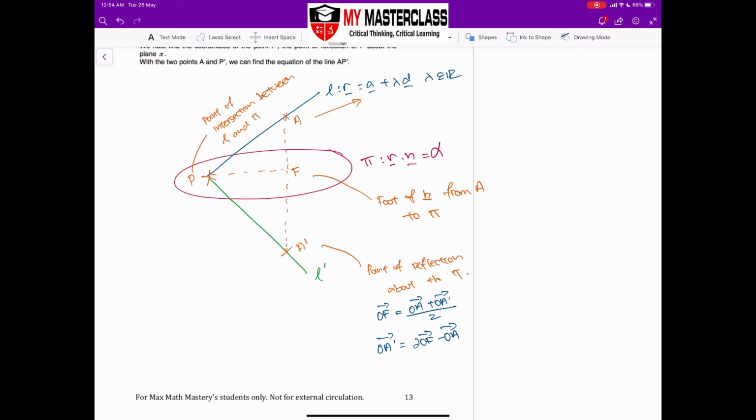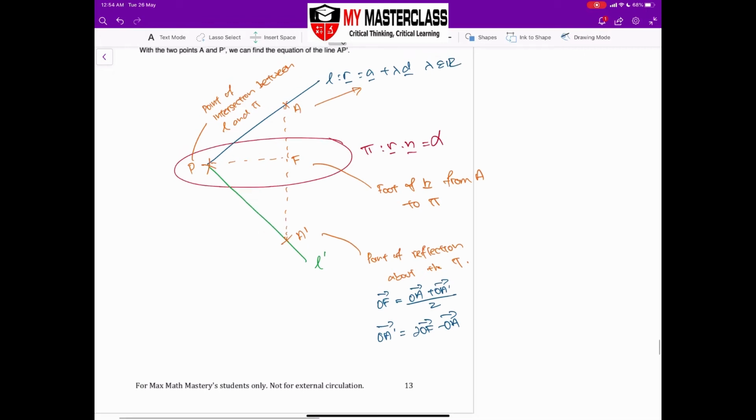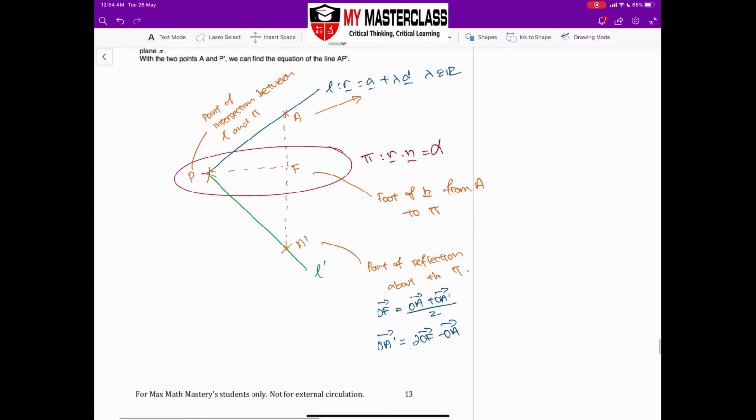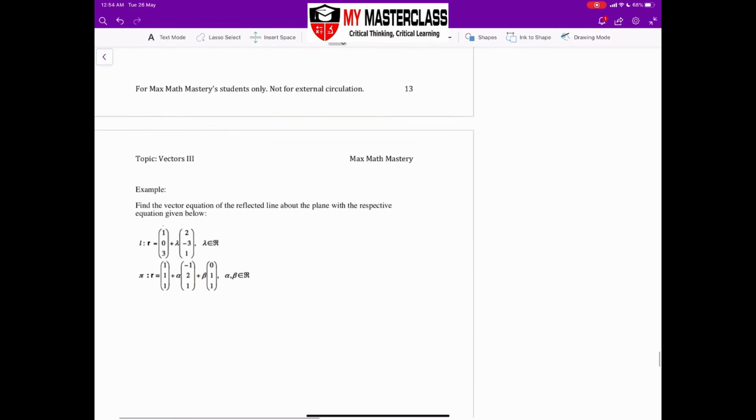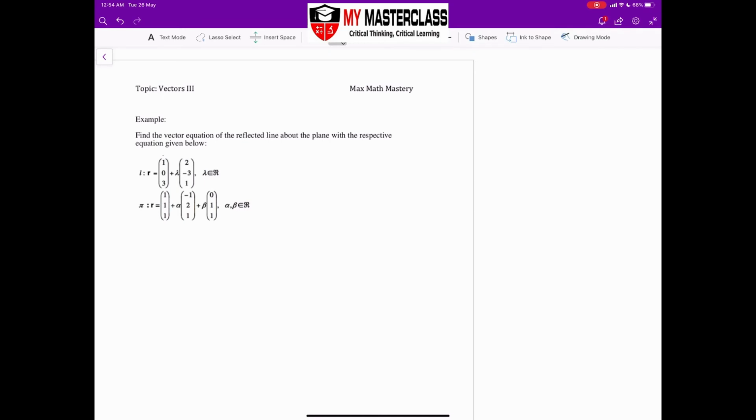So what happened here is that you have to take note because there's a lot of things you are finding at the same time. Please make sure you denote everything nicely, because the question will give you something like this only: find the vector equation of the reflected line about the plane with the respective equation given below. The question will only give you the line and the plane equation. They will not denote anything else.